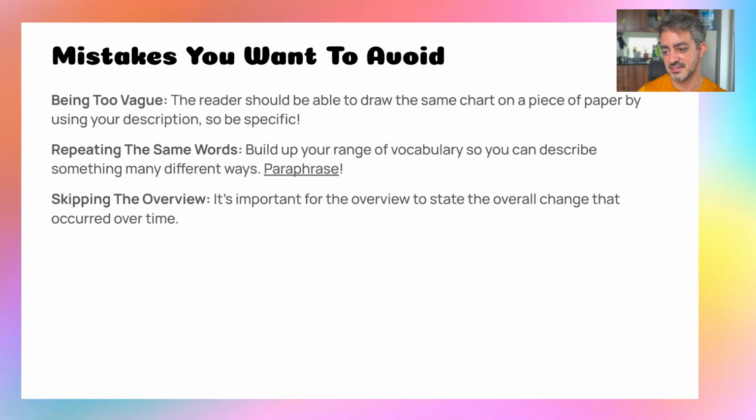Skipping the overview. This is a mistake that I see from people at the beginning when they're starting to learn how to write these task one writings. You need to write an overview, but you also need to make sure that overview states all of the overall changes that occur over the time of the whole chart, okay? The overview is not talking about any details within the chart. It's just giving us an overview. Overall, did the trend increase? Did it decrease? Was there a big fluctuation or some kind of event that occurred that made a big change between some numbers and other numbers?